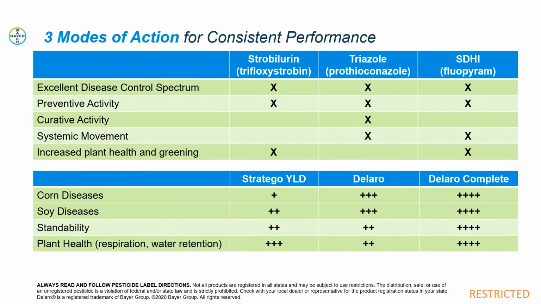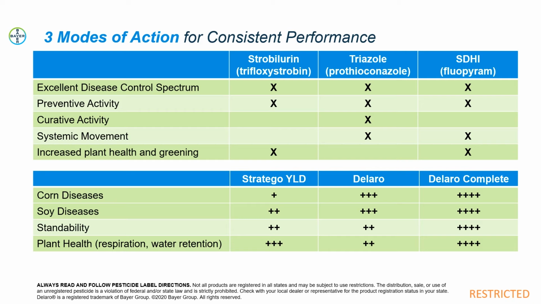Kind of looking at the consistency of the performance of a product like DELARO Complete, all three of our active ingredients have a disease spectrum that's very wide, so they control everything from fusariums to cercosporas. Fusariums would be involved in a lot of the crown rots and stalk rots. Cercosporas would be your leaf blights like gray leaf spot and frog eye leaf spot. And they also have activity on white mold in soybeans, and as you'll see later in my presentation, tar spot, which is the newest disease that we are combating in corn.